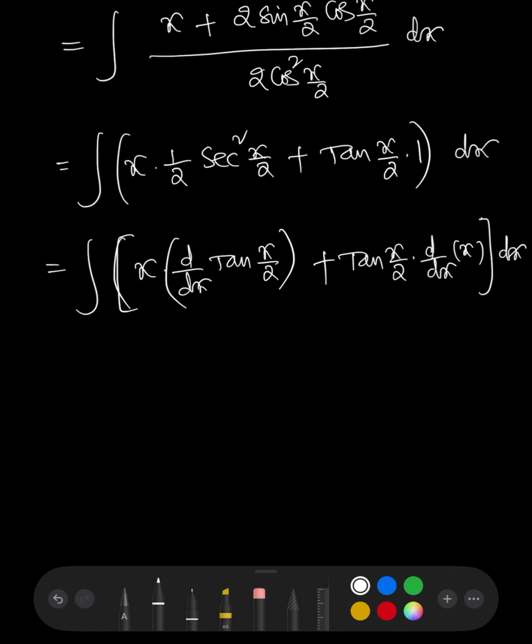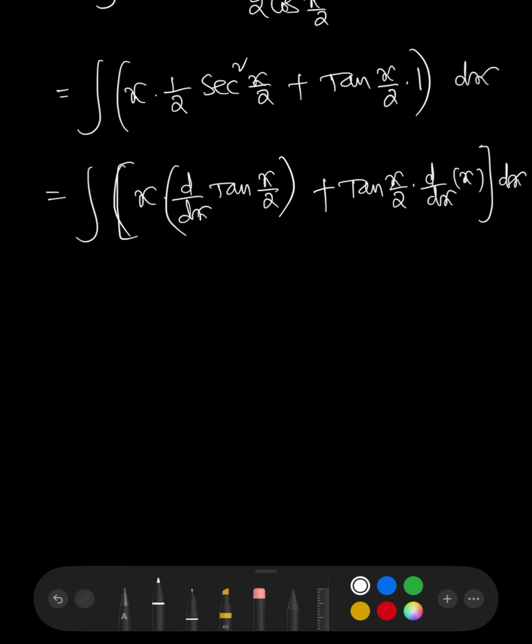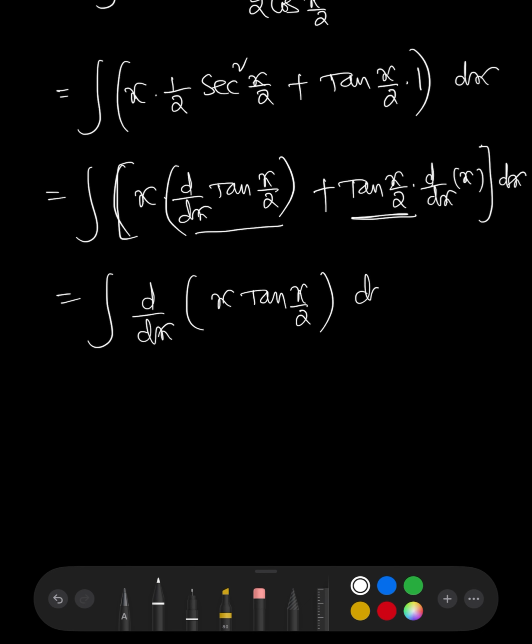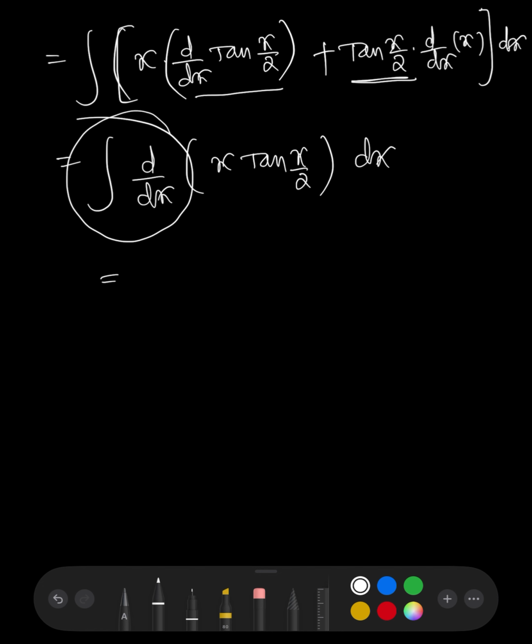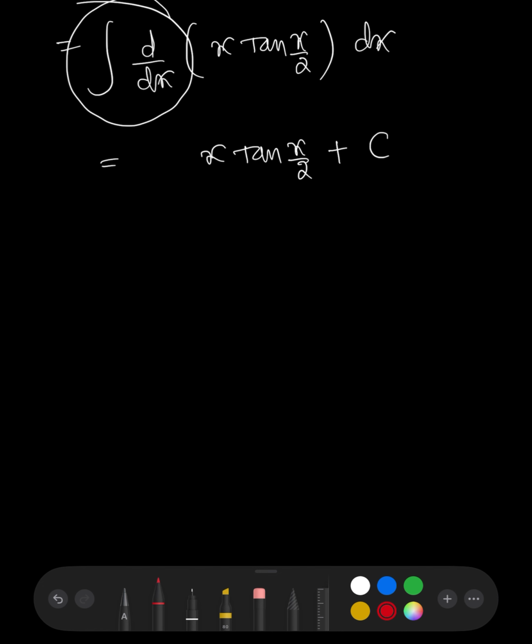So this is also the same derivative of u into v formula: f of x into the derivative of g of x plus g of x into the derivative of f of x, so we can write this as d by dx of x into tan x by 2. Here clearly integration and differentiation both get eliminated, so what we finally get is x into tan x by 2 plus c.